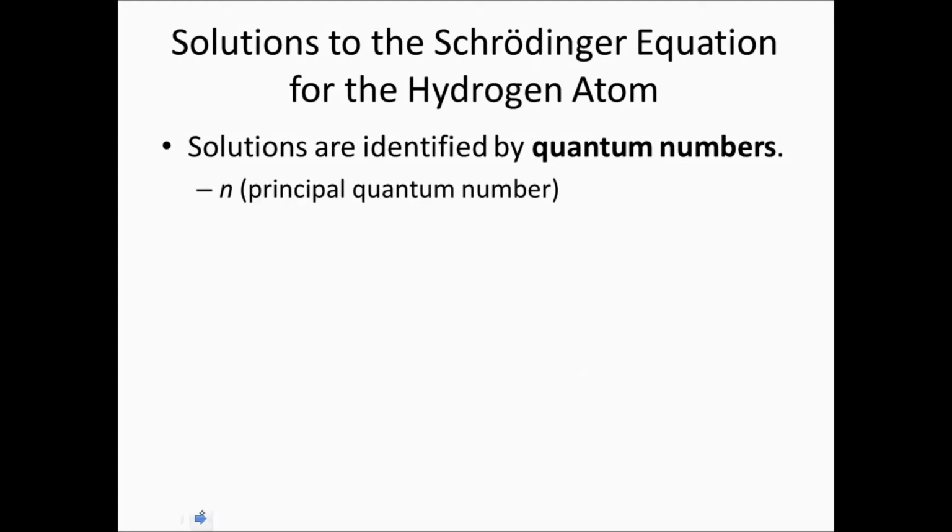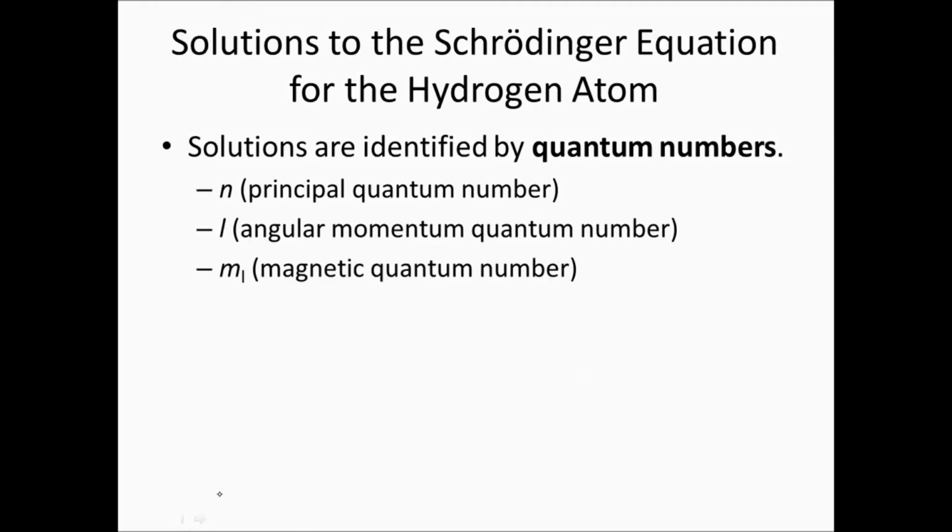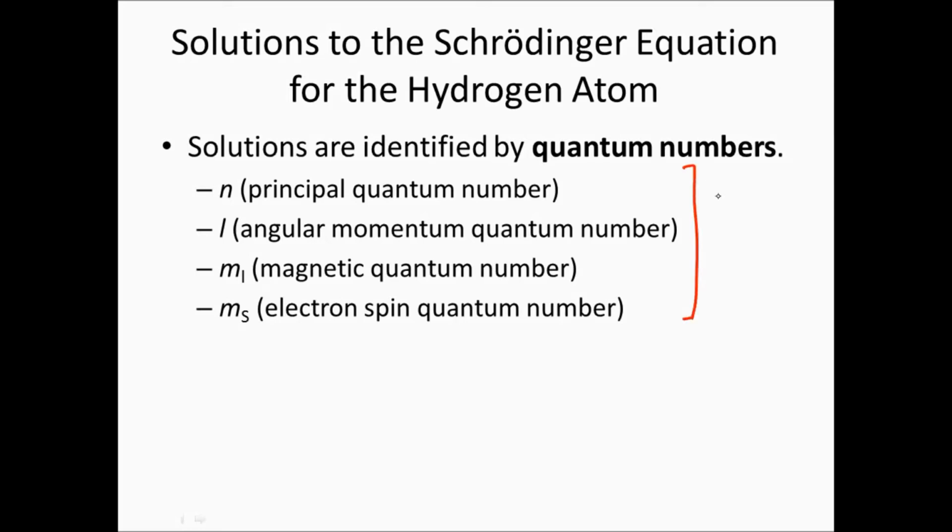Here are the 4 quantum numbers that exist. Firstly, we have n, the principal quantum number. Then you have L, the angular momentum quantum number. ML is the magnetic quantum number. And MS is the electron spin quantum number. So, each electron in an atom has a unique set of quantum numbers. It's like your address at home. Each home has a unique address, or so we hope.